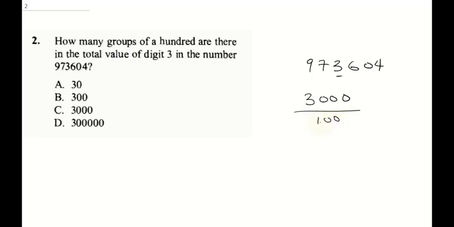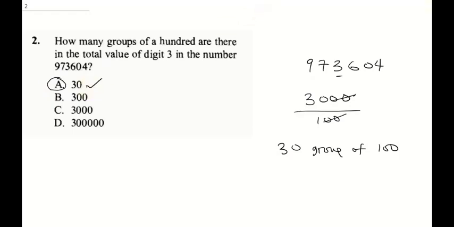So the 20 cancels 20, so you have 30 groups of 100. When you multiply 30 by 100, you're going to get back your 3000. So the correct answer here is A.